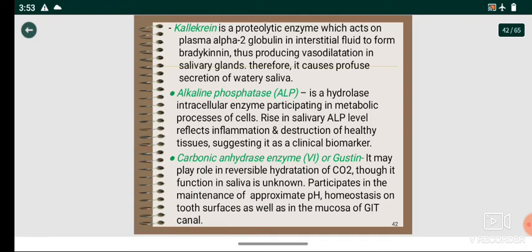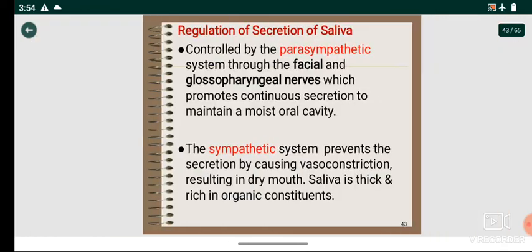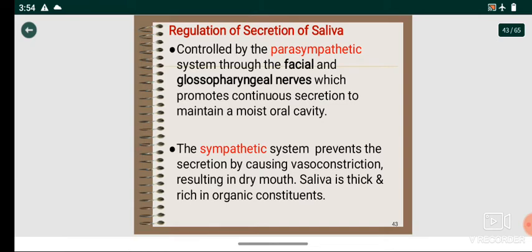कार्बोनिक एनहाइड्रेस का बहुत ज़्यादा फंक्शन नहीं है हालांकि यहाँ पर, बिकॉज कार्बोनिक एनहाइड्रेस जो है वो सबसे ज़्यादा एक्टिव रहता है within the RBCs, but it participates in maintenance of approximate pH, homeostasis on tooth surfaces, as well as in the mucosa of GIT canal. Now the next topic which we should learn here is the regulation of the secretion of saliva.